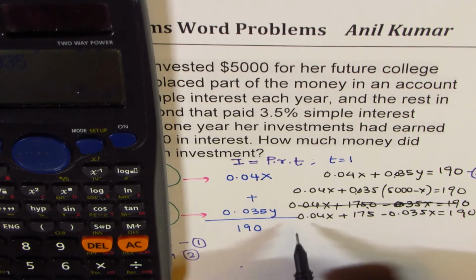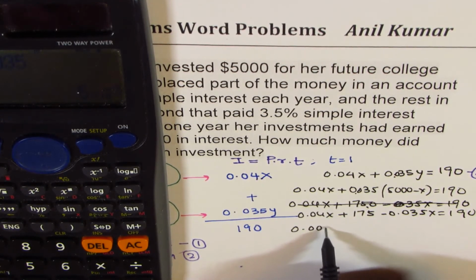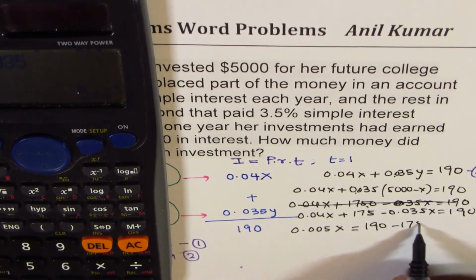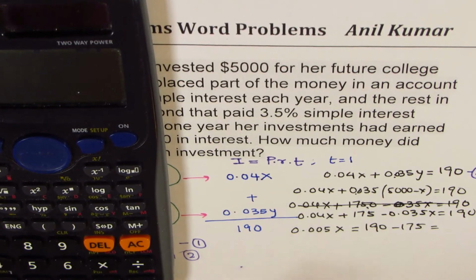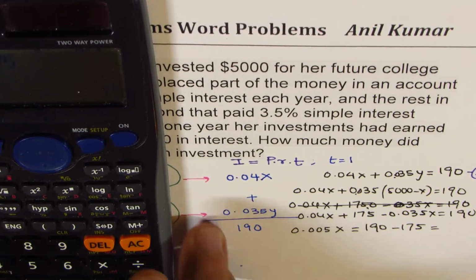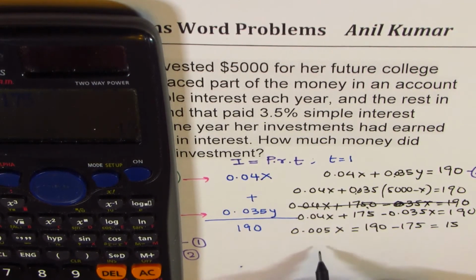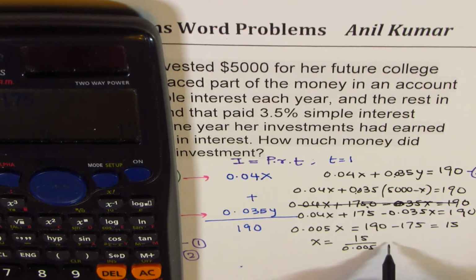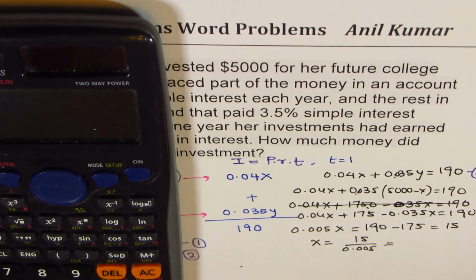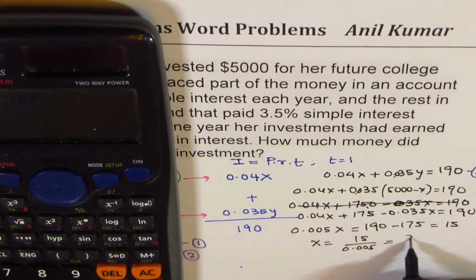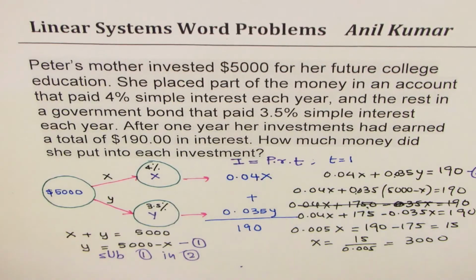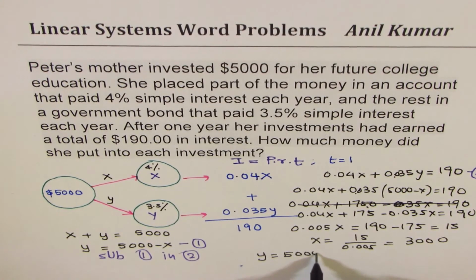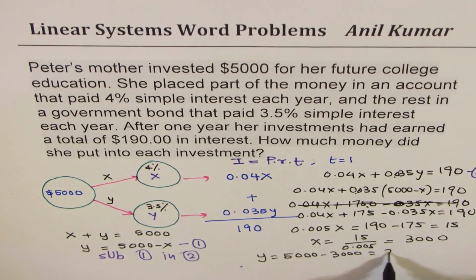Okay, so 0.04 minus 0.035 is 0.005. Correct? x equals 190 minus 175. Is it okay? So 190 minus 175 is equal to 15. Right? So x is equal to 15 divided by 0.005. So 15 divided by 0.005 gives us the answer, which is 3000. Does that make sense to you? So we found the value of x as 3000, and definitely y should be 5000 minus 3000, which is 2000.